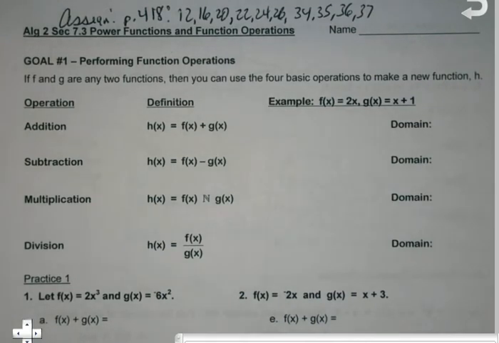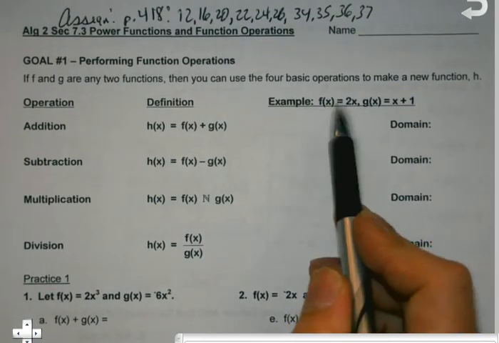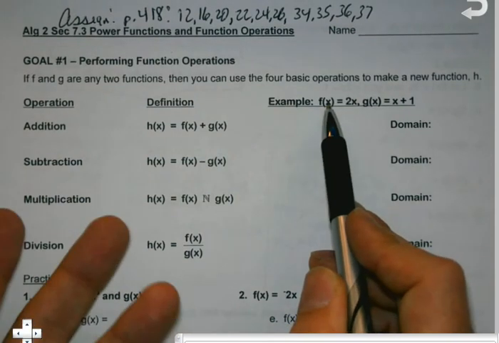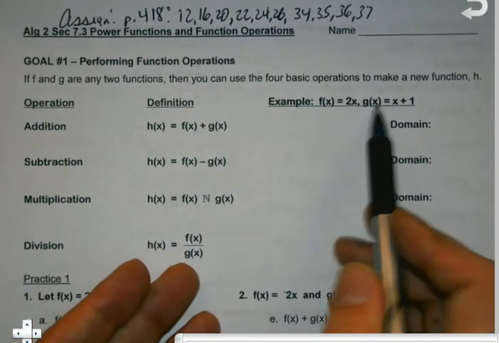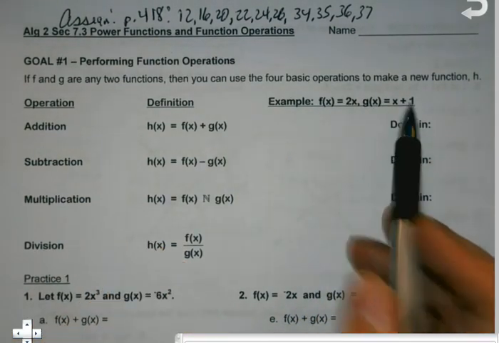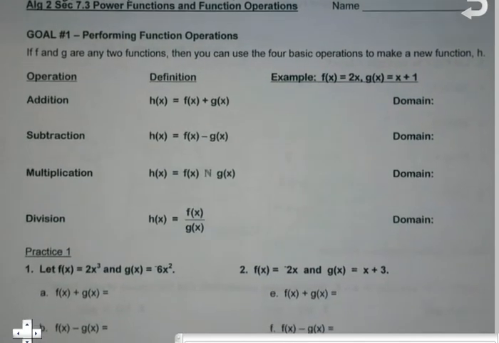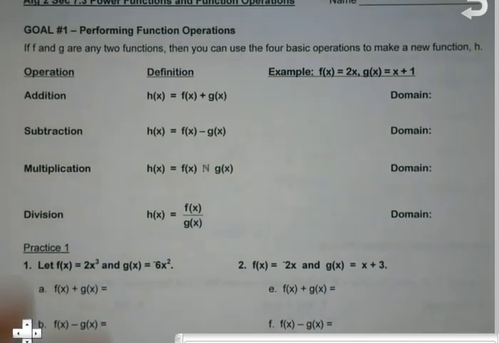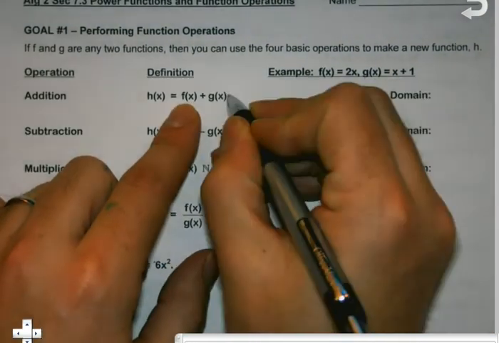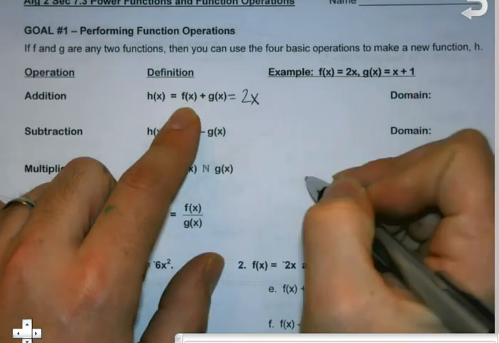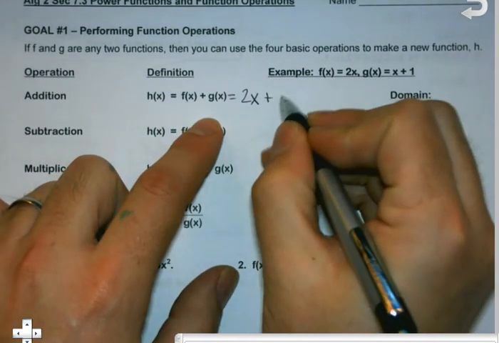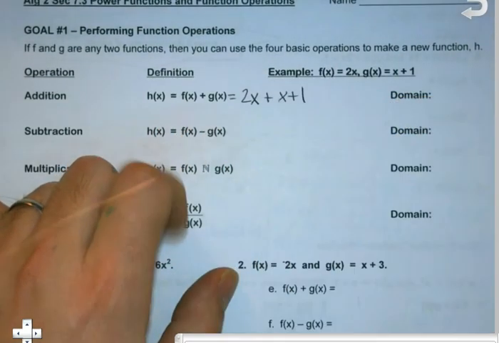So, for example, I have two functions, f of x and g of x. My f of x is 2x. My g of x is x plus 1. So you're going to have two expressions to work with. If I'm doing addition, f of x is 2x, g of x is x plus 1.